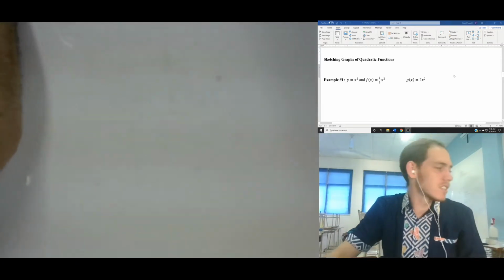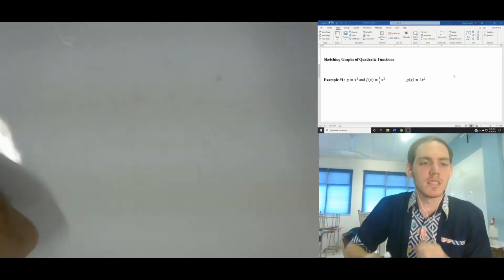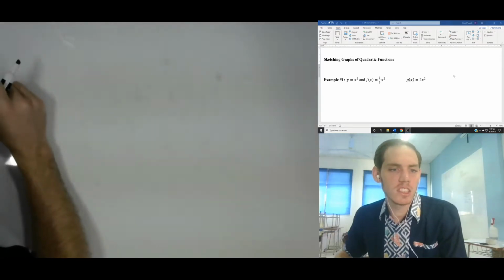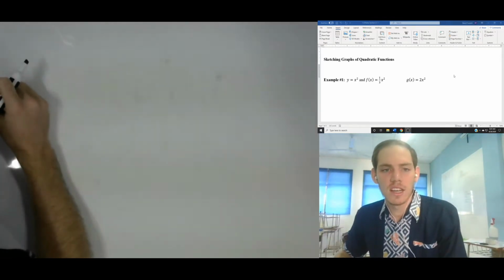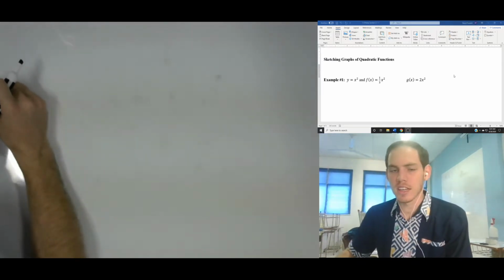Okay. So we're going to talk about sketching quadratic functions. Now I'm going to sketch them on this. You can sketch them on your paper or somewhere else. So it is talking about sketching graphs of quadratic functions, y equals x squared, and comparing it with f of x equals 1/3 x squared.